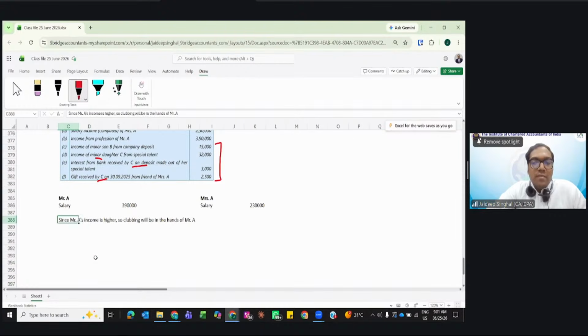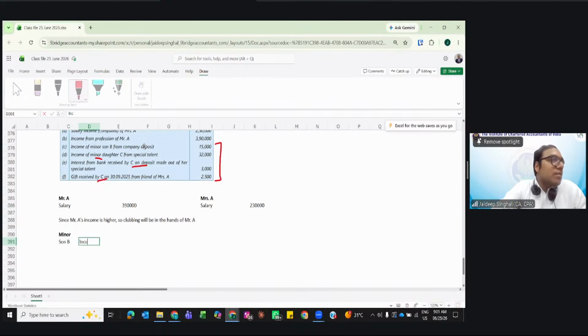So the clubbing will be in the hands of Mr. A. Now tell me, Mr. A has an income of 3,90,000 plus the minor's income. Now the rule for minors: income of minor son B from company deposit. There is a son, B. There is income from company deposit. How much? 15,000.